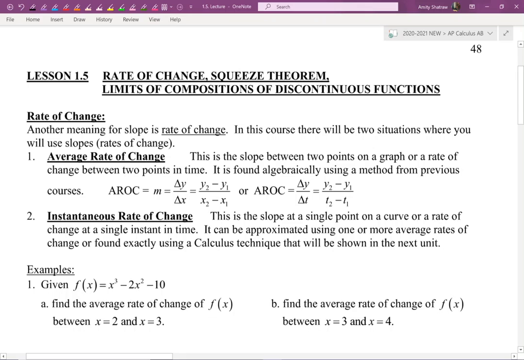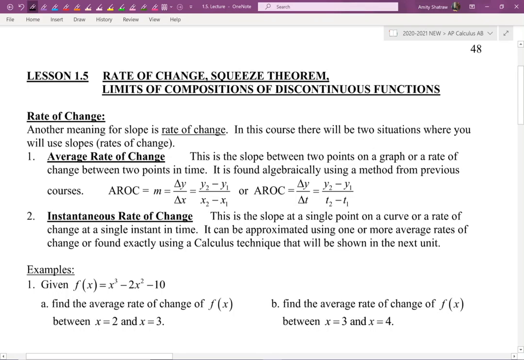Hello, and this is lesson 1.5. The most important thing we're going to cover today is the average rate of change. We're going to go over the Squeeze Theorem briefly, more of that in class, and limits of compositions of discontinuous functions. So it's a bit of a catch-all section.